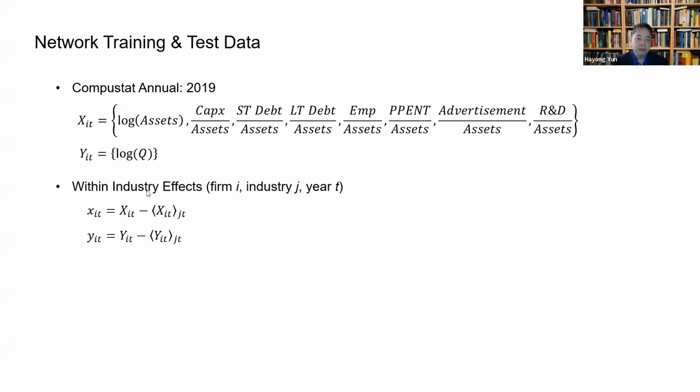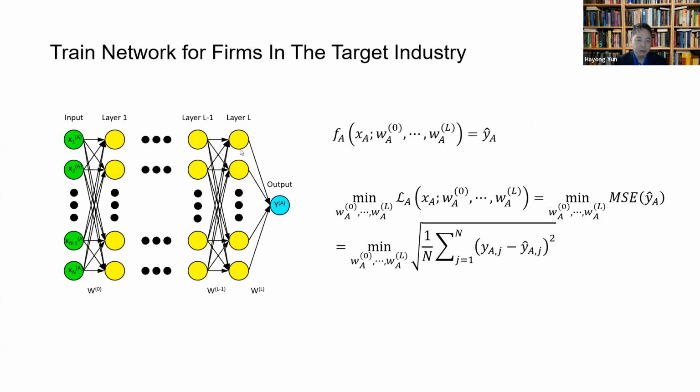And to eliminate the industry effects, we'll just take off the average of the industry for each of these variables and study what we call the within industry effects. And we want to find the relationship between X and Y's. So we'll use the neural network.